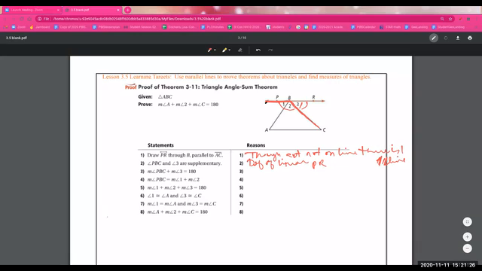Now, if they're supplementary, what do you know about them? Well, that the measure of angle PBC and the measure of angle 3 equals 180. So that is the definition of supplementary angles. Now we're going to go to this next step and we're going to say, well, what do we know about angle PBC? Well, that is made up of angle 1 plus the measure of angle 2. The measure of angle PBC is equal to the measure of angle 1 plus the measure of angle 2. That is the angle addition postulate.